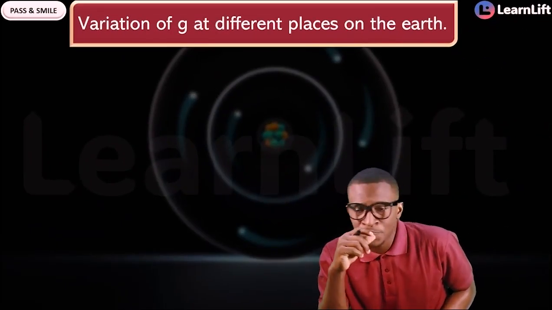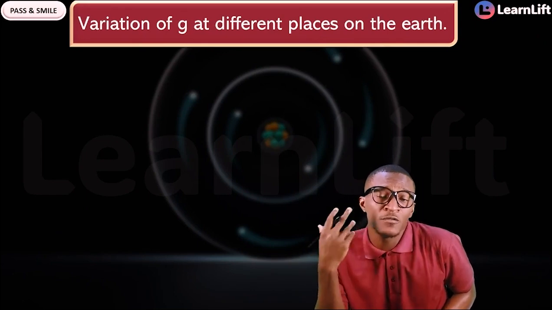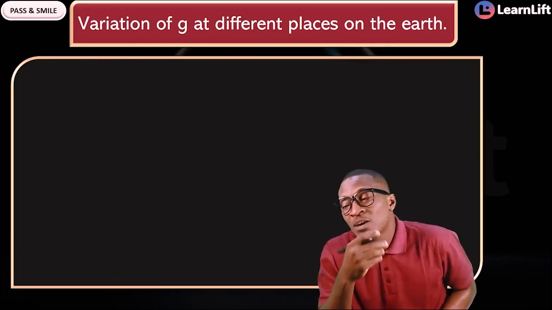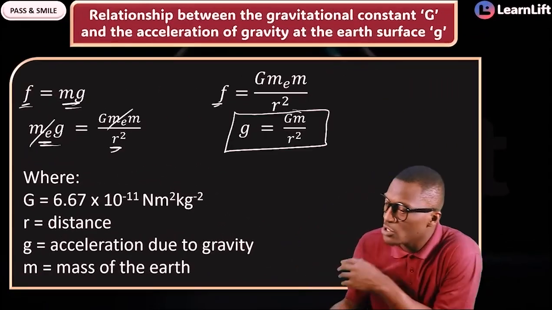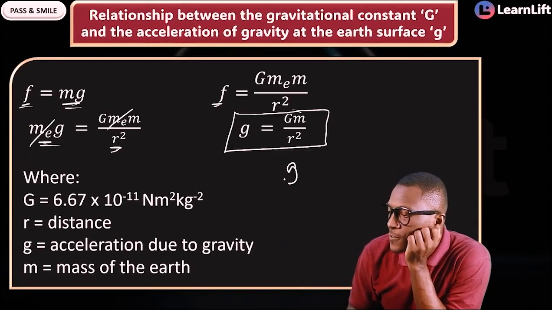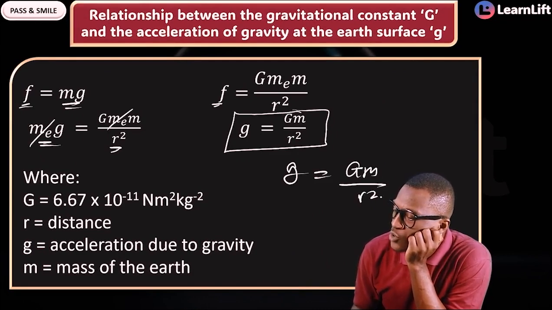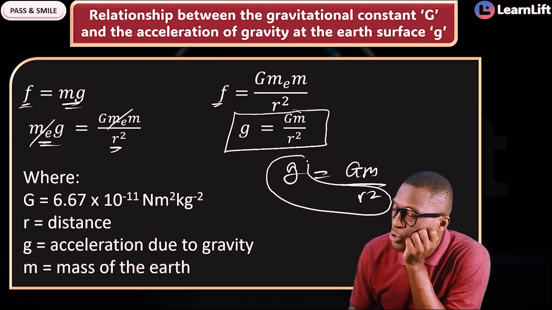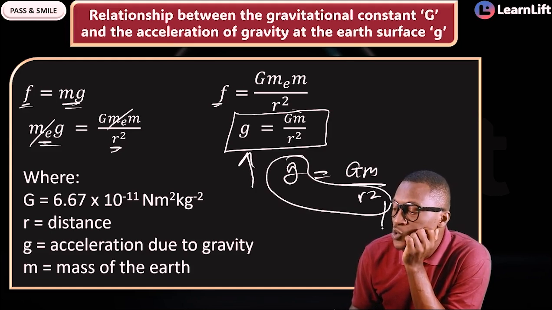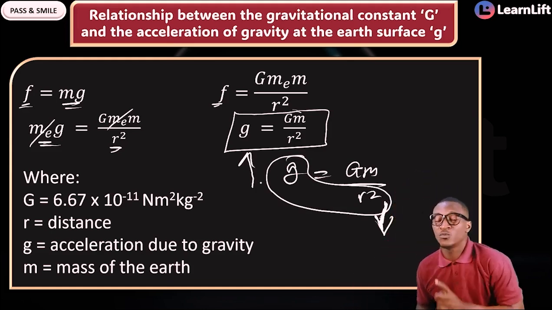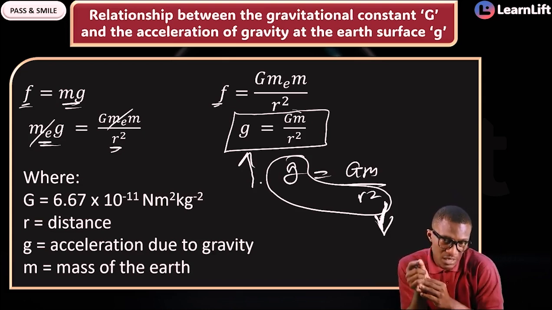If you say you understand that, what's now the relation of g on different places on the earth? From the equation we solve, let's go back to the equation. We said that g is equal to GM over r squared. So what's the relationship between g and distance? Look at it. Both of them are inversely proportional. It means that if the acceleration due to gravity is increasing, the distance will be what? Reducing. So if the distance is reducing, acceleration due to gravity will be what? Increasing. Are you seeing that?